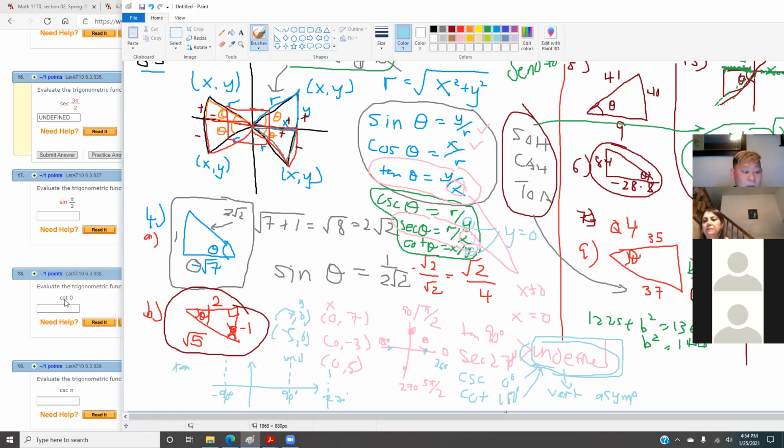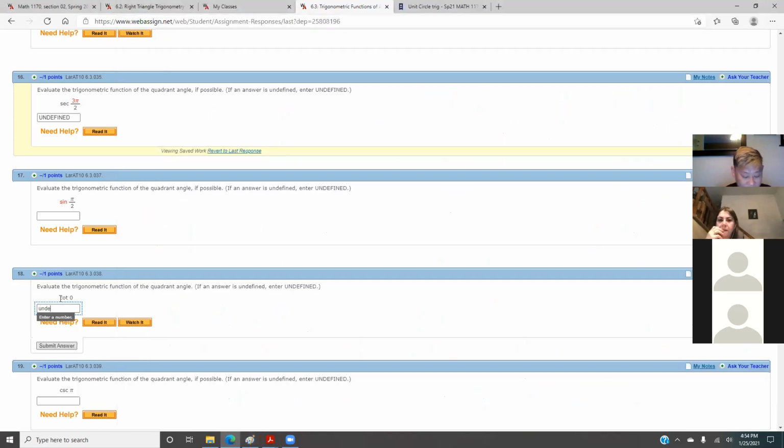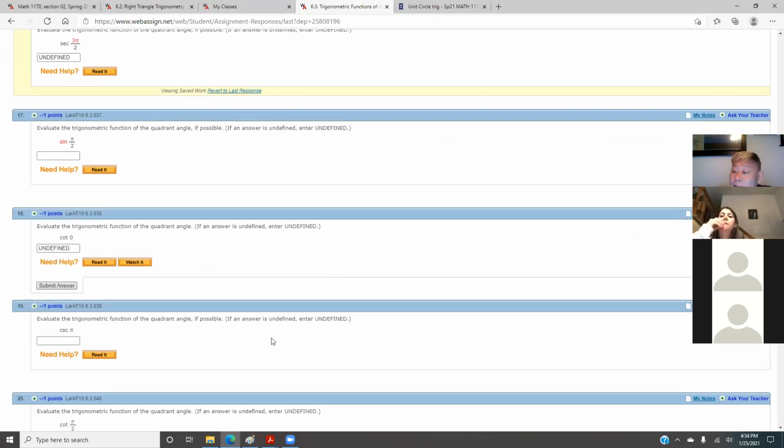So can someone tell me what cotangent 0 is? Cotangent 0, number 18. So for cotangent, your y, 0 is right here, right? So what is cotangent 0? It's also what? Undefined. Have to be caps. Don't forget, if you put this in lowercase, they will mark you wrong. You guys all right here?